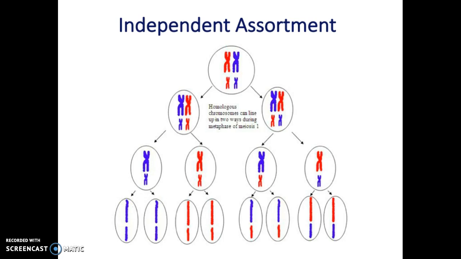So this gamete is then able to combine with another gamete and form into a fertilized egg and produce another person.